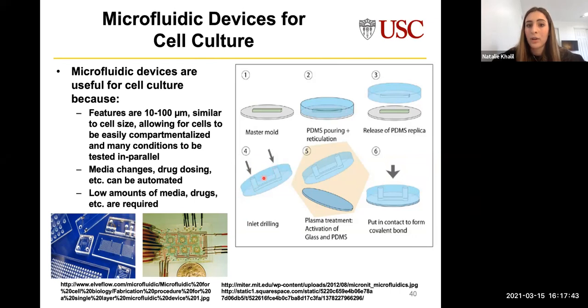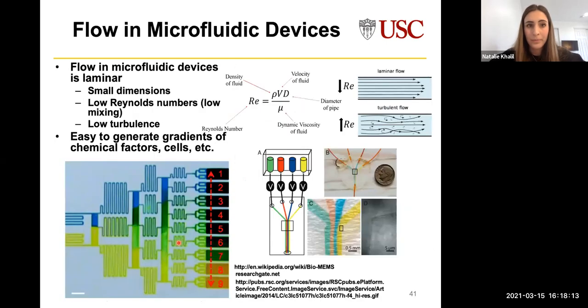And then in order to seal this channel, we will activate the surface of PDMS, both this channel surface and also another PDMS cover slip or glass cover slip. And this will create reactive groups on the surface, which can bond together covalently to form our final microfluidic device. And also in this image, we see a dime to demonstrate the scale of microfluidics. So these are very small features.